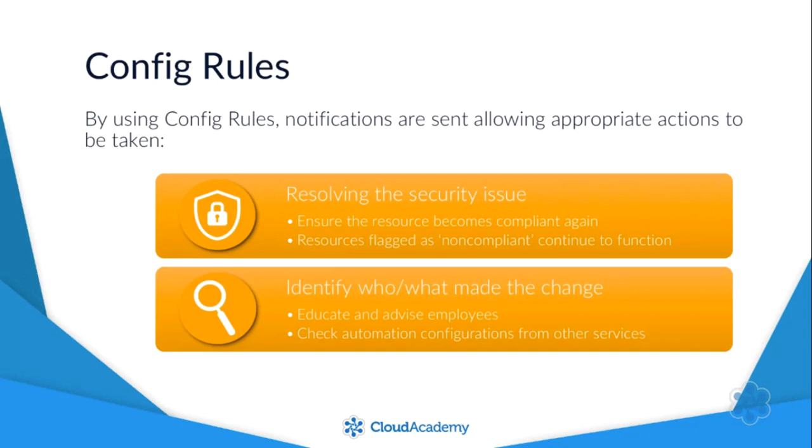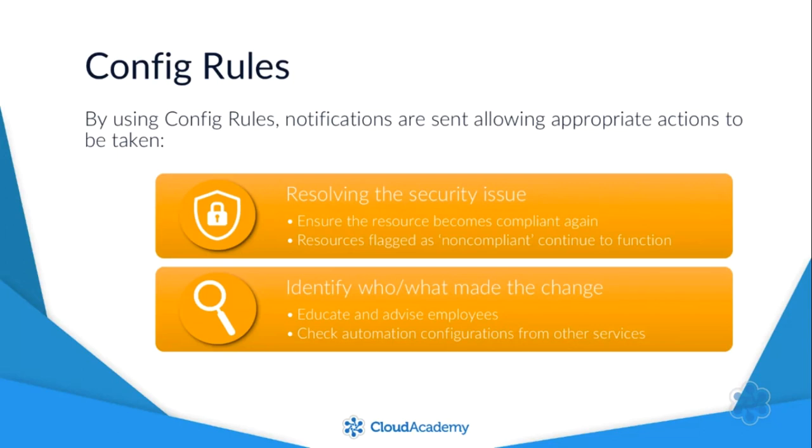Identify who or what made the change. If an employee made the change, advise and educate them on the importance of security and why that resource requires set configurations. If it was a service, check your automation configurations to ensure it doesn't happen again. So as you can see, using AWS Config rules allows a continuous monitoring solution for a wide range of uses to ensure compliance is maintained within your environment.